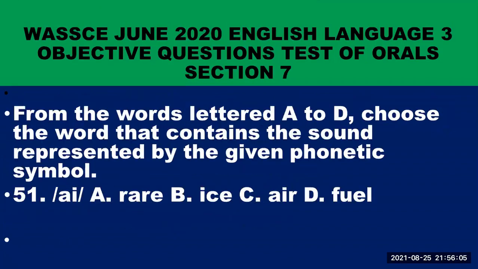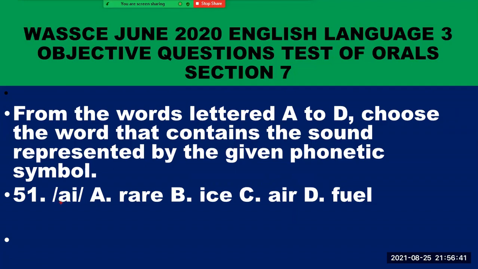Now, the last section, which is section 7: from the words lettered A to D, choose the word that contains the sound represented by the given phonetic symbol. So here we are dealing with phonetic symbols. English words are represented with certain symbols to give a written symbol of the sound. So each sound has a phonetic symbol that is written down to represent the sound.